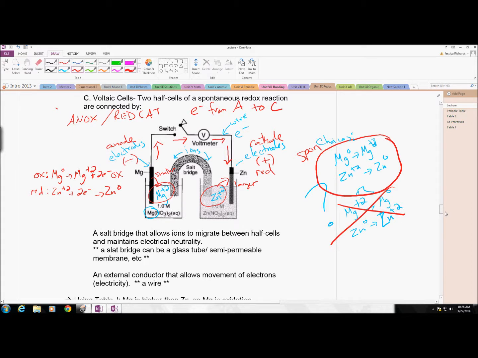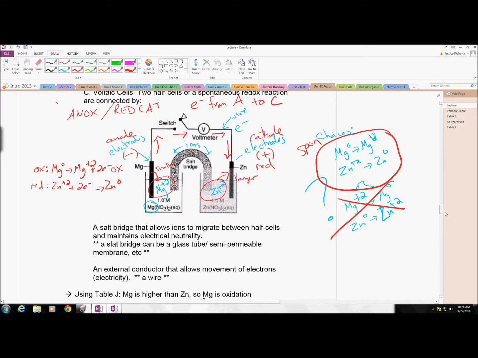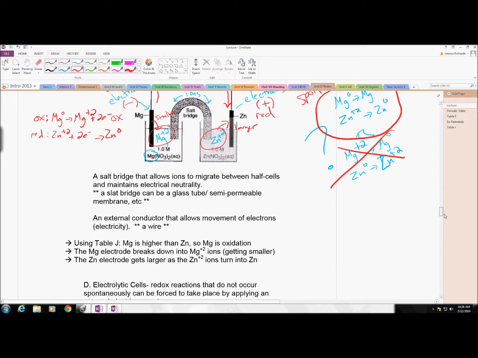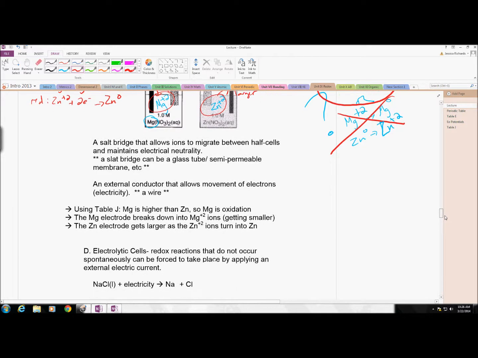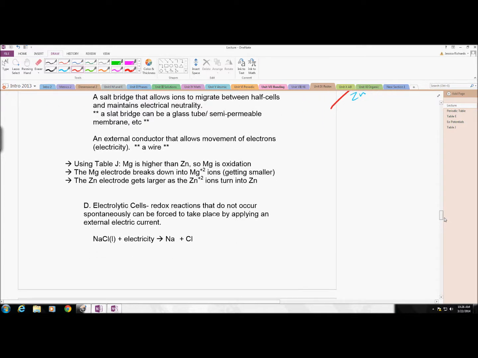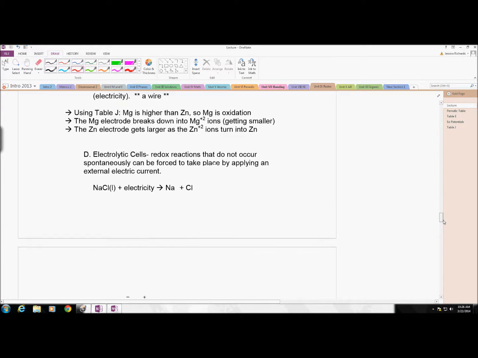Okay, so all of those important things about voltaic cells, which are also batteries, are listed right here in your notes. Make sure you study those. We'll be going over lots of examples in class.